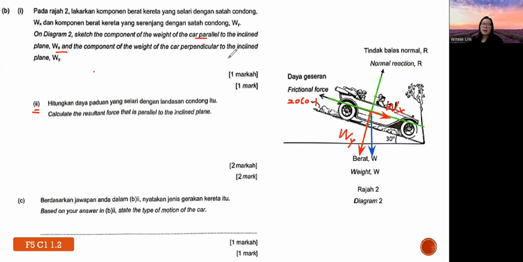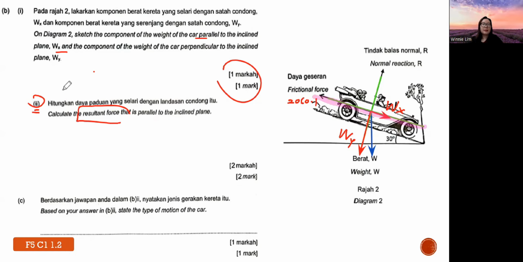Then you just label, then you get 1 mark. Then part 2, calculate the resultant force that is parallel to the inclined plane. So to get the resultant force, we have to focus on this part. I try to highlight. We're going to see what happened to this part.